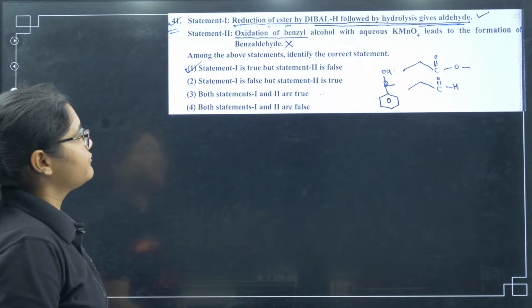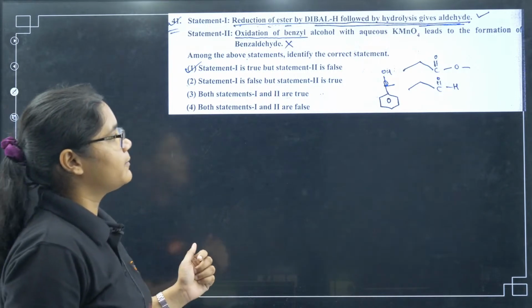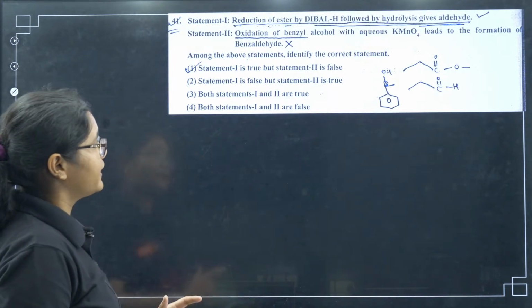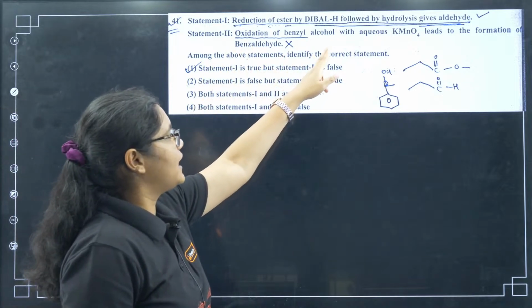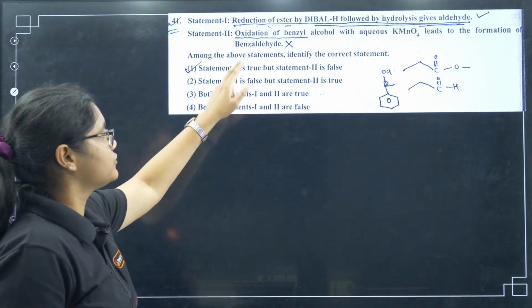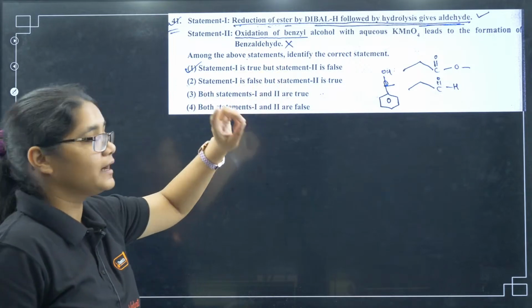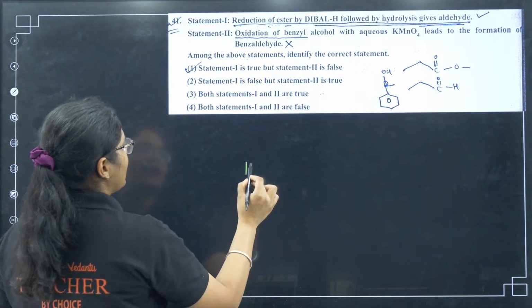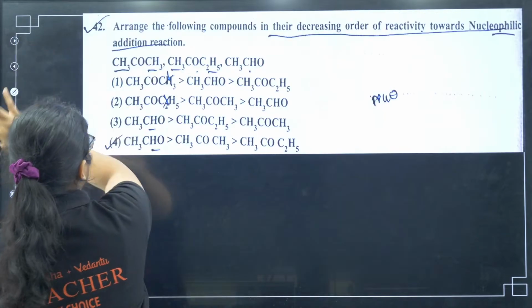Next we have reduction of ester by DIBAL-H followed by hydrolysis gives you aldehyde, that is a correct statement. Oxidation of benzyl alcohol with aqueous KMnO4 leads to the formation of benzaldehyde, that is wrong. So 1 is correct and 2 is false, so the correct answer is number 1.